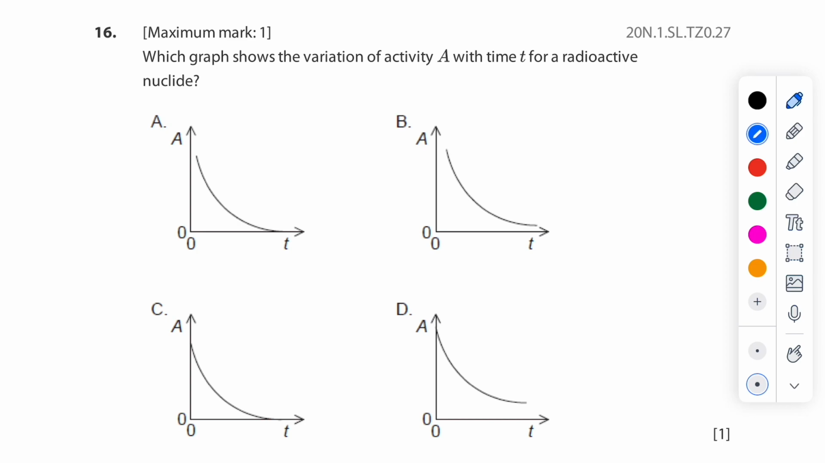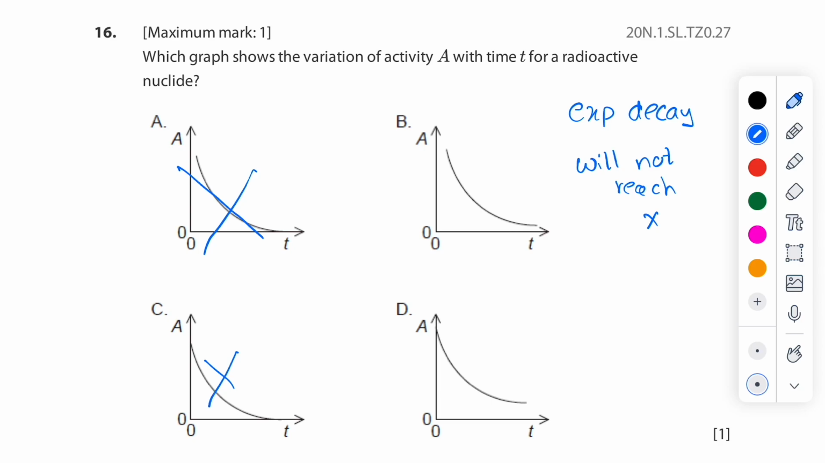Half-life. What does half-life show? Half-life shows how the activity changes with time, and we need to know that it is an exponential decay curve. So all are exponential decay curves, and it will not reach the x-axis. So which is reaching the x-axis? Option A is reaching the x-axis. Option C is reaching the x-axis.